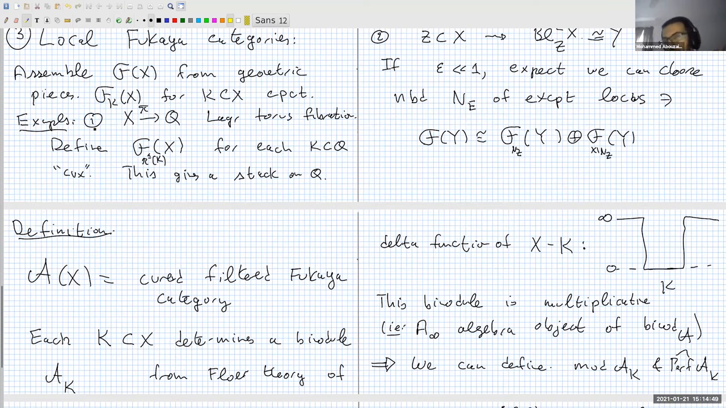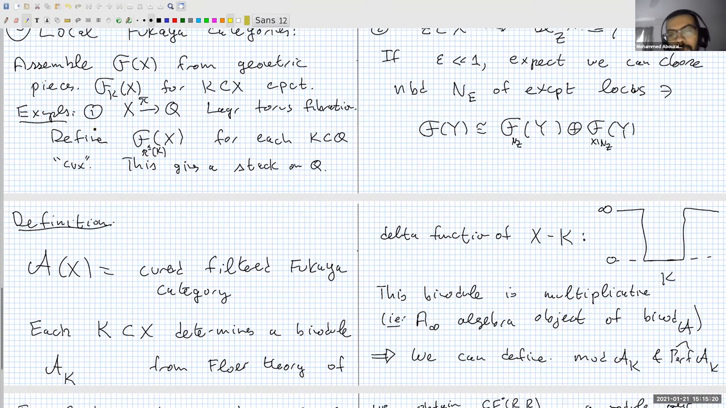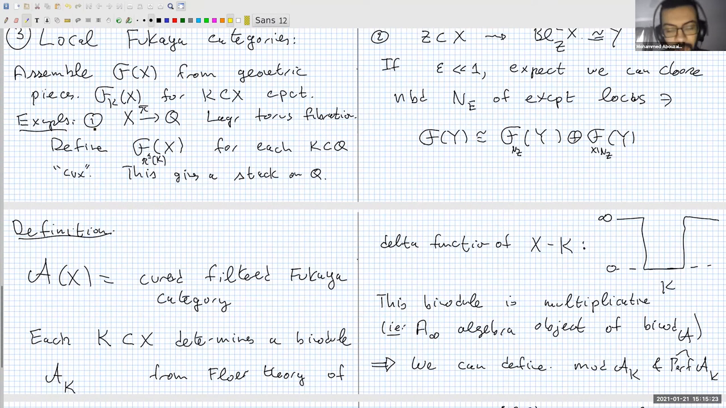Okay. So our definition goes like this. We start with the Fukaya category of X. But we start with the curved version of it, and I'm going to call that A of X. I like to use F for what you get after getting rid of the curvature. So either we mean bounding cochains, or we mean the good kind of modules that I was talking about. But A should mean just the curved one. And now, if you take a subset of X, what I'm going to do is define a bimodule over A.